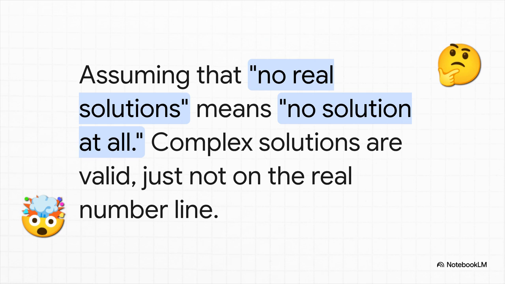Now, this is the point where a lot of us were taught to just stop. You see a negative under the square root and you think, well, that's impossible, no solution. But that is a huge misconception. No real solutions does not mean no solutions at all. It just means the answers aren't on the number line we're used to.